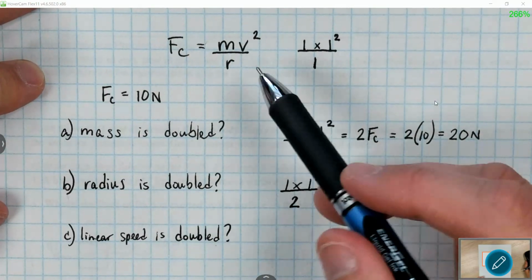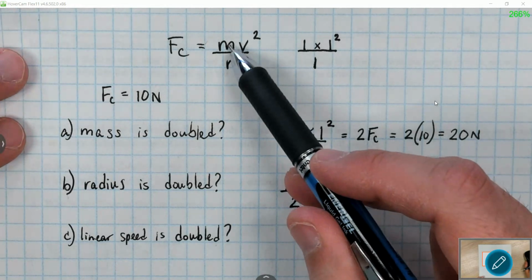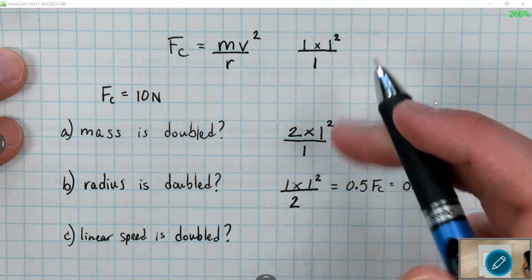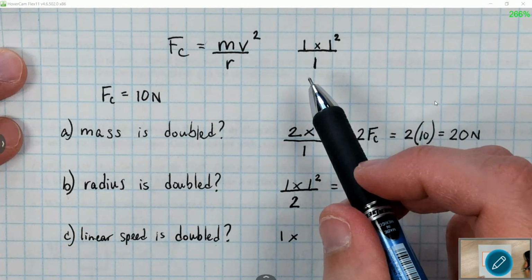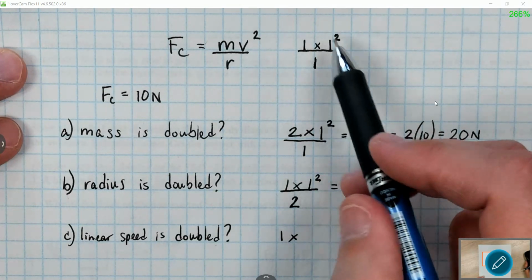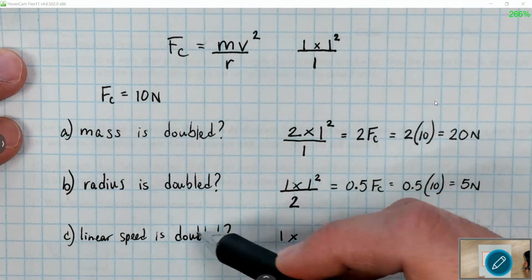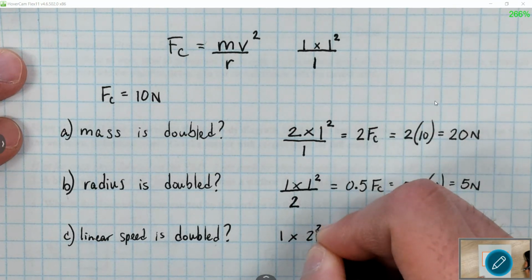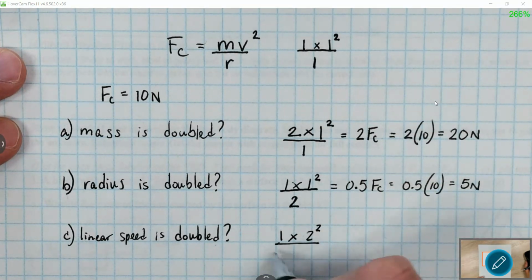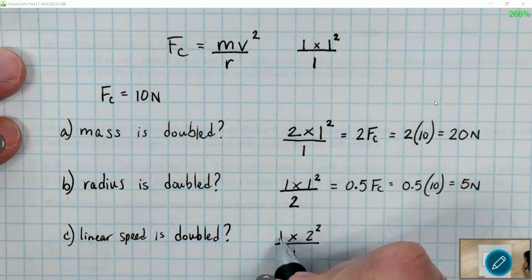Well, the mass doesn't change. So this m, the 1 that's in place of m, we keep it a 1. The 1 that's for speed or velocity is changed. Instead of it being a 1, we're going to make it a 2. You square it. And they didn't tell us anything about the radius, so we leave that a 1.